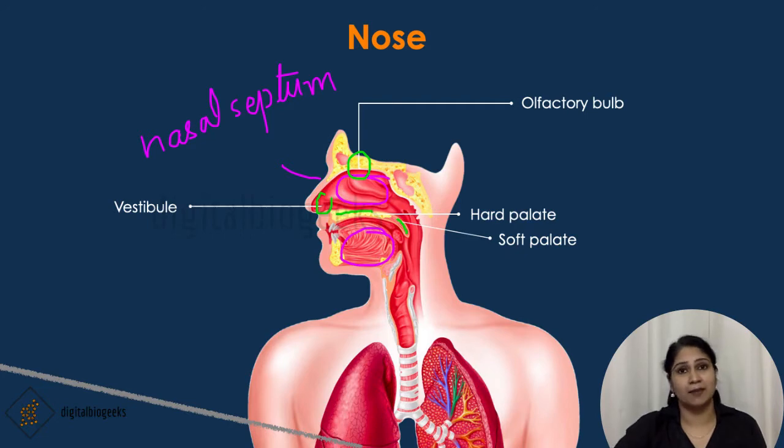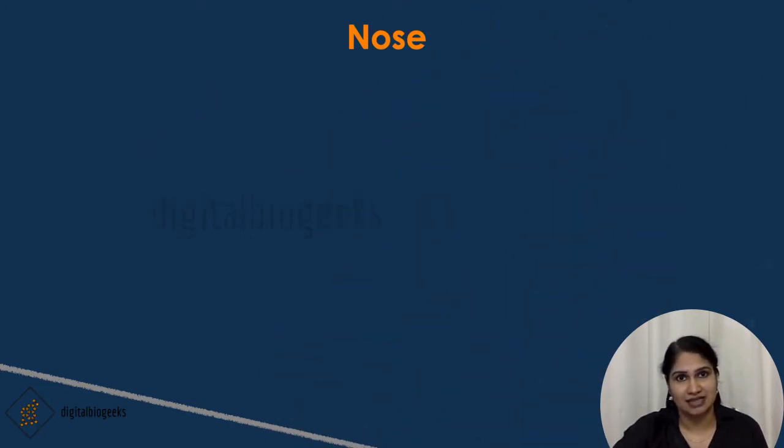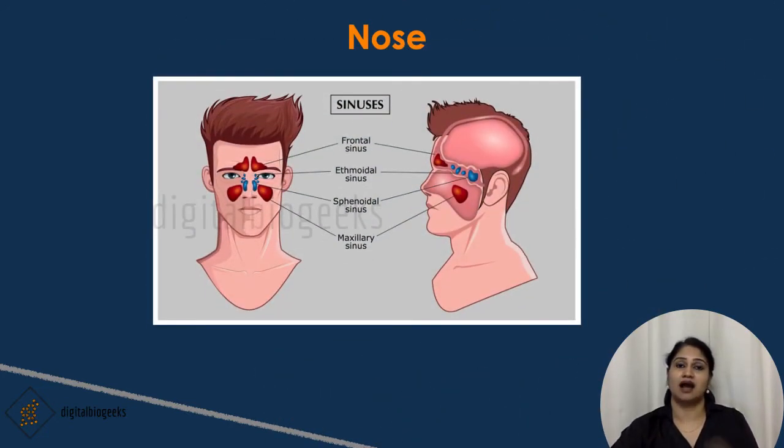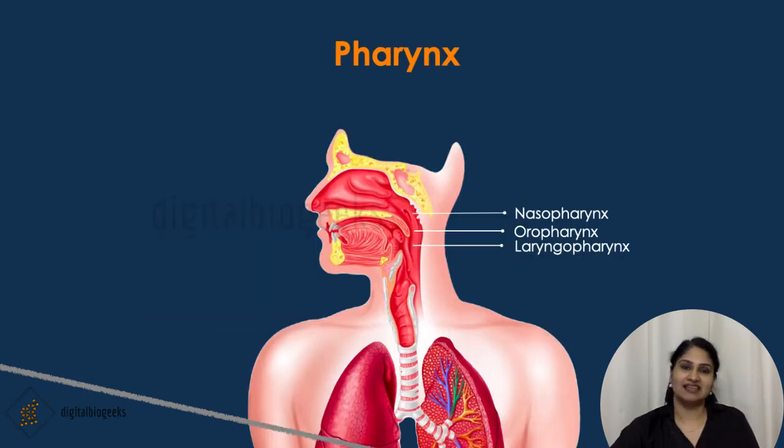Now let's learn about paranasal sinuses. Paranasal sinuses are a group of four paired air-filled spaces surrounding the nasal cavity. Most of their development takes place after birth and they reach the final size at the age of 20. They are actually resonance chambers for the human voice. Pharynx is a common passage of the nasal cavity and mouth.